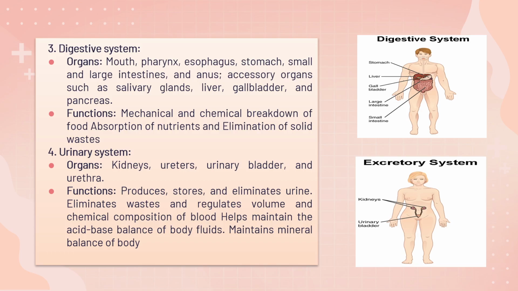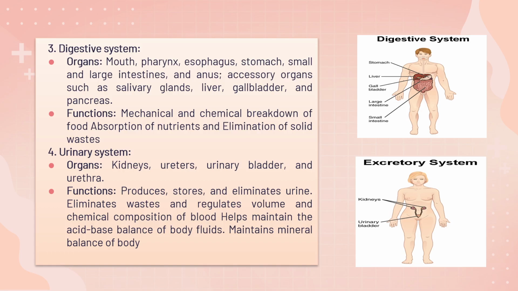Okay, that is the chemical breakdown. Then absorption of nutrients and elimination of solid waste. As the chemical breakdown occurs, the smaller particles which are important for nutrition or as an energy source for the body get absorbed in the blood. These are the nutrients required for the body processes, right? So they get absorbed in the blood, and the other residual waste products get eliminated out of the body through the anus.